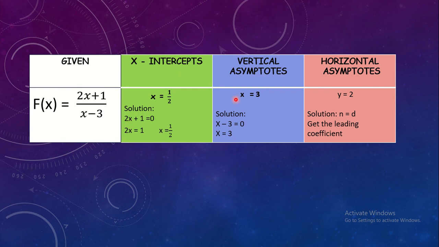Vertical asymptotes, tingnan mo yung denominator mo. Yun lang yung tinitingnan sa vertical. And then transpose din. Sa horizontal asymptotes, tingnan mo yung degree. 1 dito, 1 dito. Parehas sila. So, ibig sabihin, itong titingnan mo. 2 at saka yung invisible 1 dito. So, 2 divided by 1, it's 2.